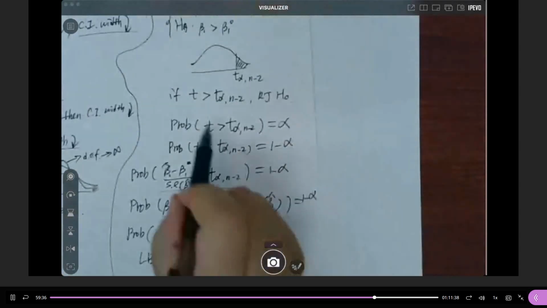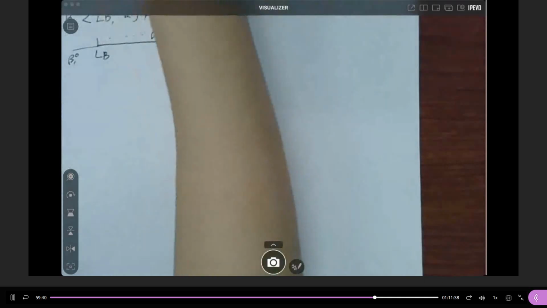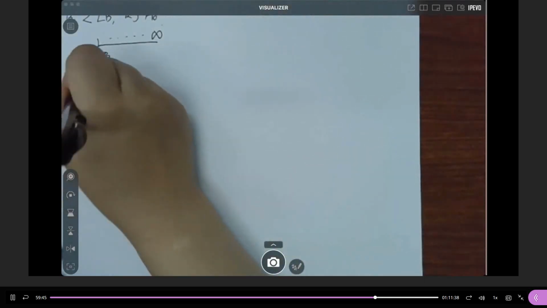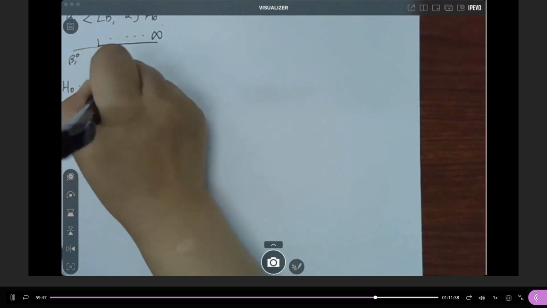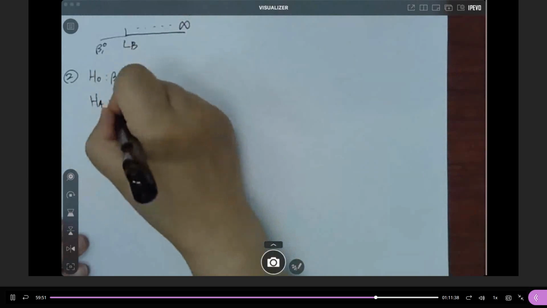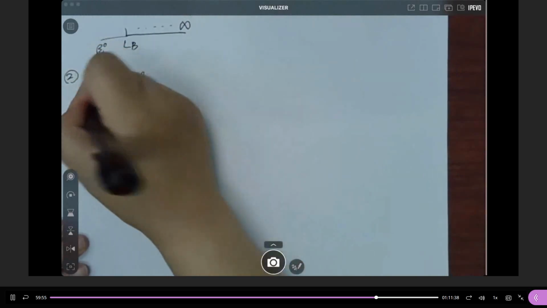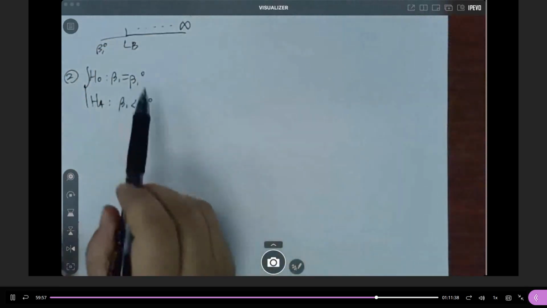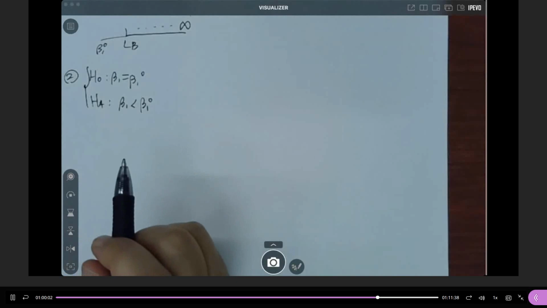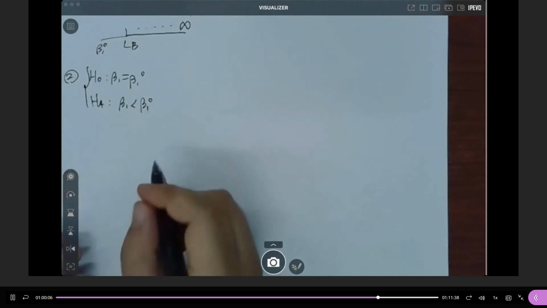So this is the right tail. I would put 1 here, then we have 2 to do the left tail. In 2, we still have the same null that says beta 1 equals the hypothesis value beta 1 naught. However, the alternate says beta 1 needs to be less than the hypothesis value, because in real-world applications, sometimes you are concerned something is too big, sometimes you are concerned something is too small. So this is the left tail, right?